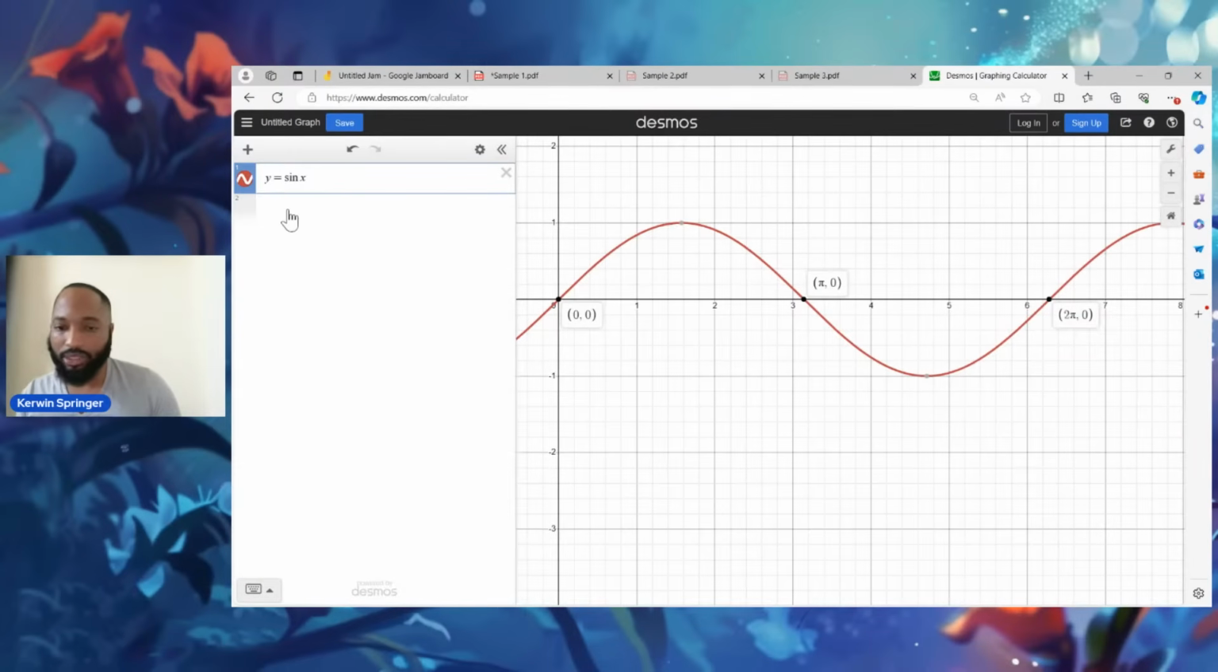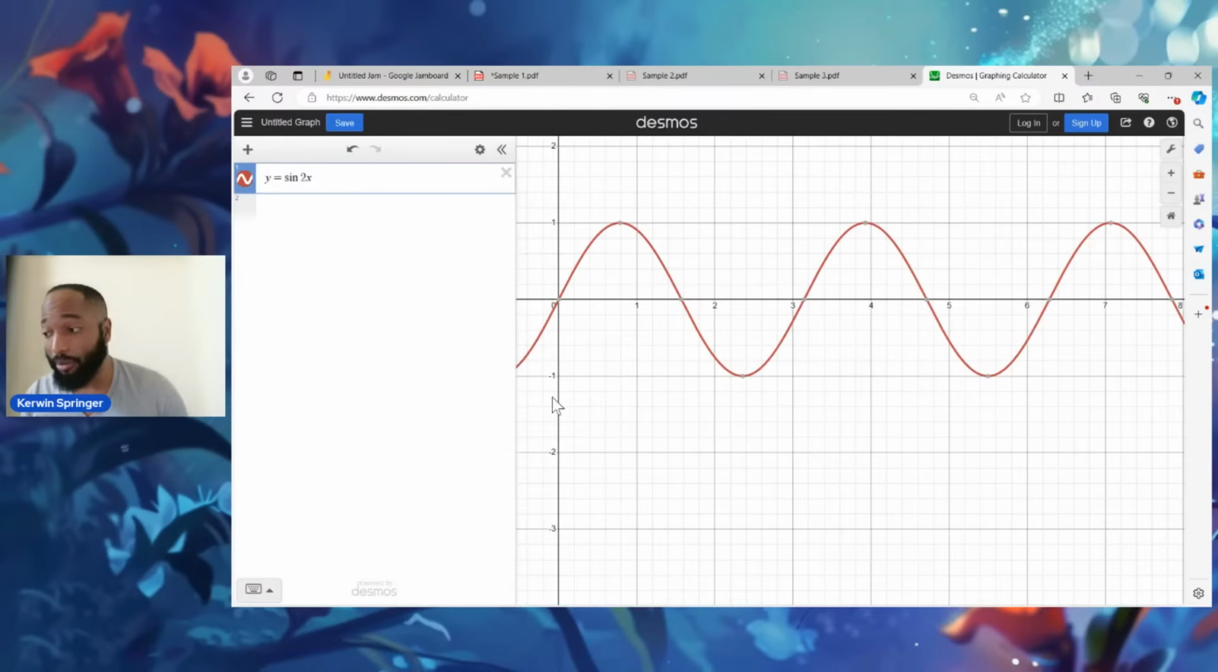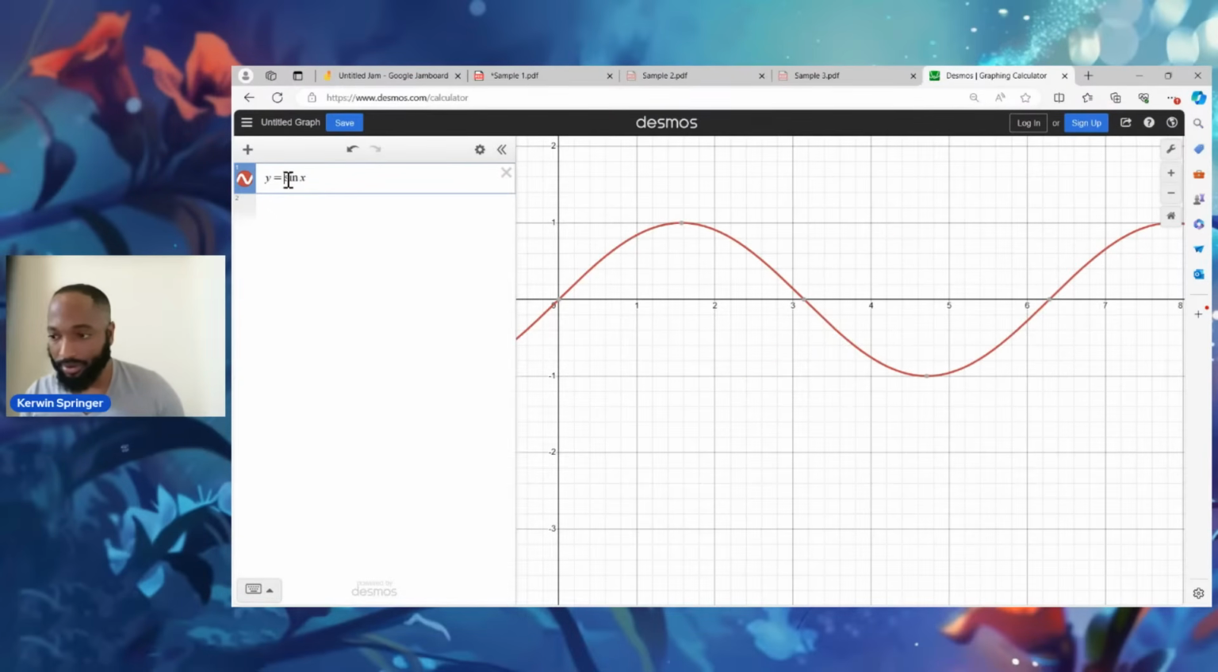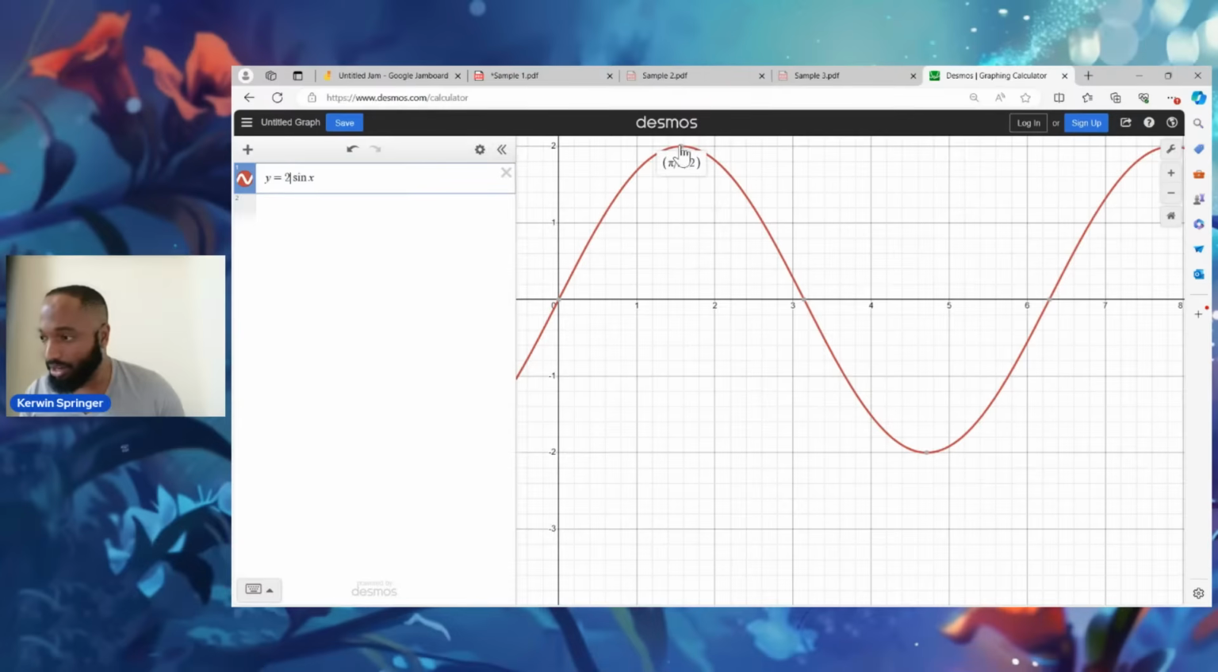So pay attention to what will happen if I put the 2 here. Notice how it doubles up. So now this is pi and this is 2 pi. You get 2 versions. Then pay attention to what will happen if I put the 2 here. Notice how it gets bigger now? It's going up, but it keeps the same size. So those are the 2 main things they test you on at this level.